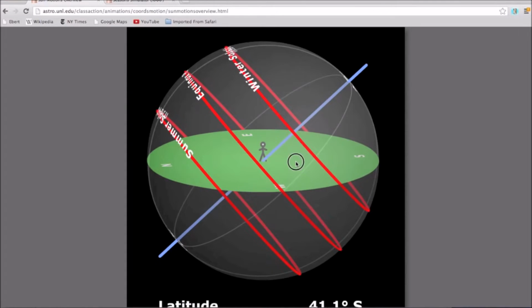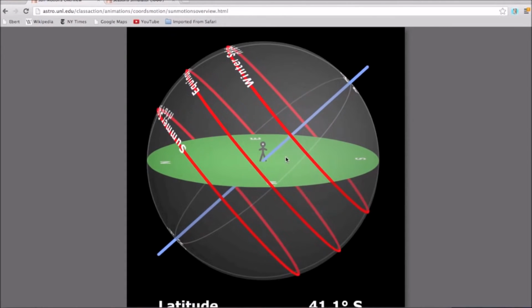And so for this person, the equinoxes still rise directly in the east, set directly in the west, but on these days, on the equinoxes, the sun would get to its highest point in the north. That's very peculiar for somebody who lives in the northern hemisphere. You might not expect that.